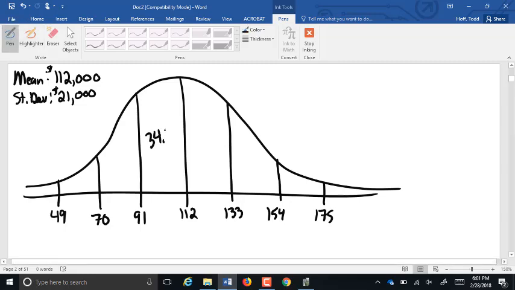So once again, this is 34.13%, 34.13%, 13.59%, 13.59%, 2.15%, 2.15%, and 0.13%.